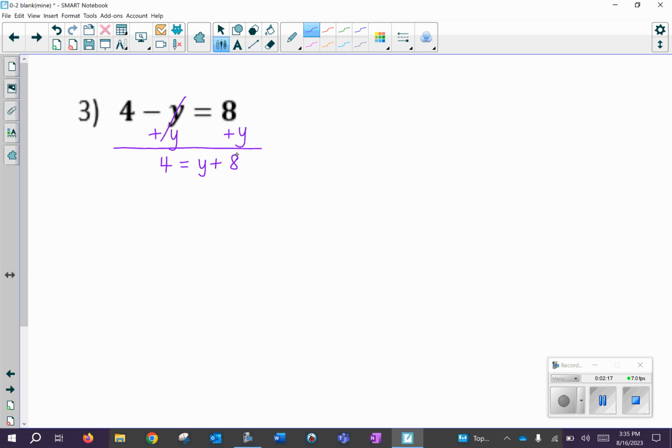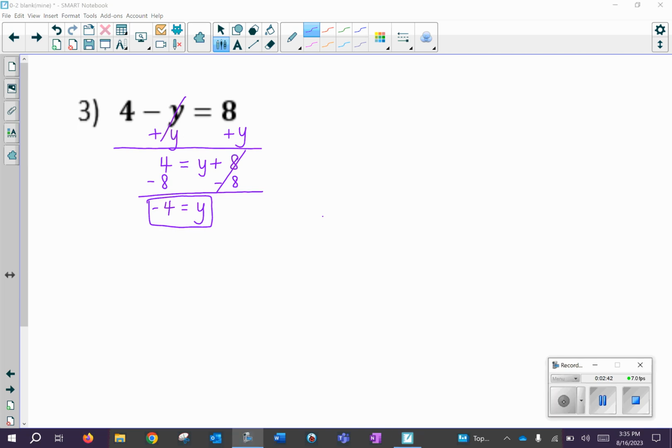Okay, now if I want to get the y by itself, that means I need to get rid of 8. So I'm going to subtract 8 on both sides. Again, you can draw that line if it helps you to cancel. And therefore, that means y is what's left over here, and 4 minus 8 is negative 4. And you should be comfortable with negative 4 equaling y being the same thing as y equaling negative 4.